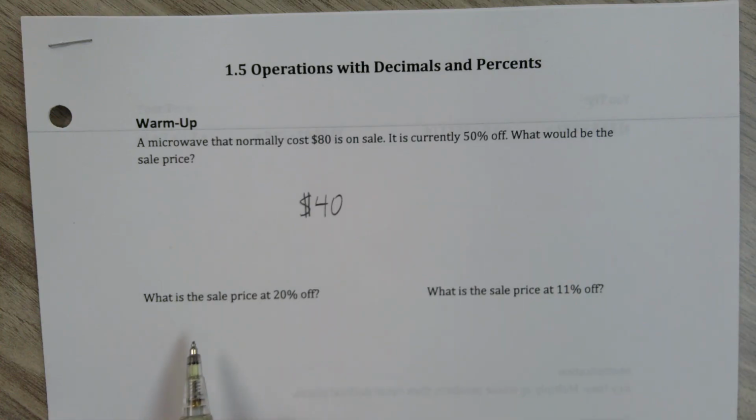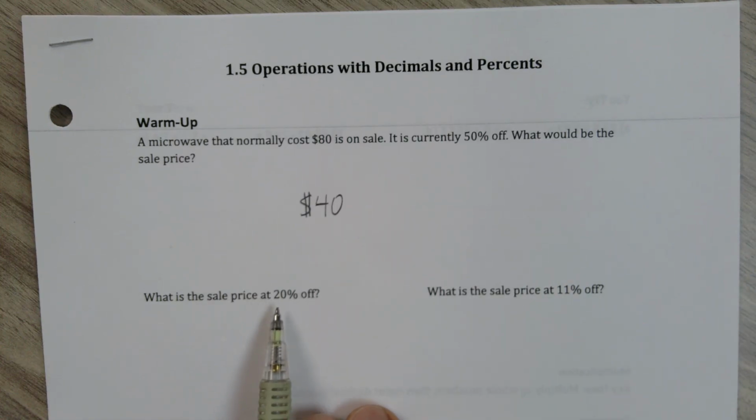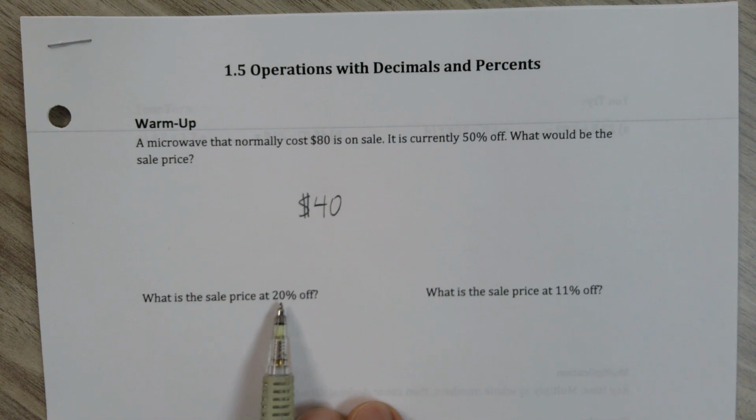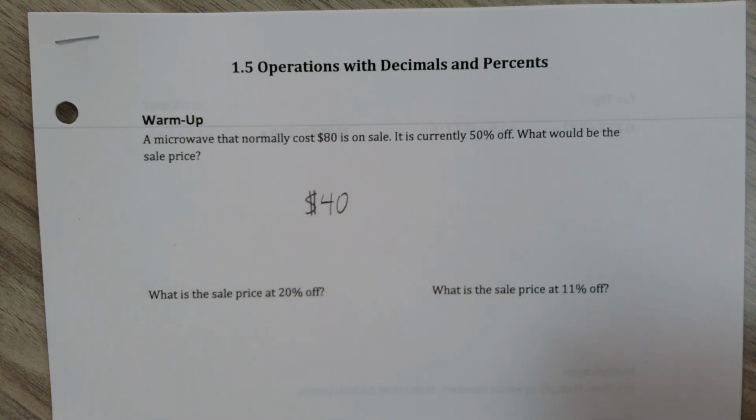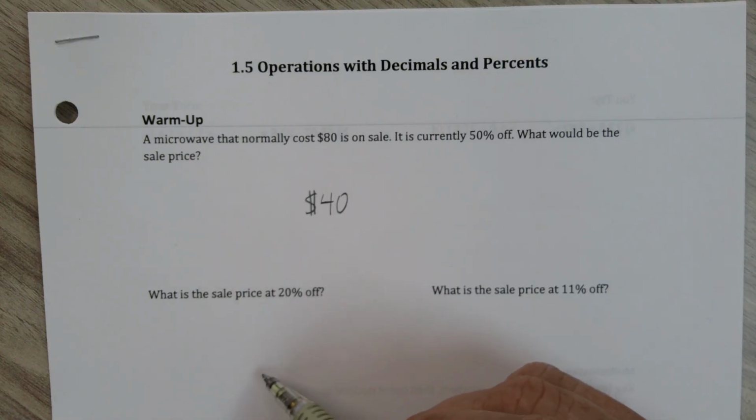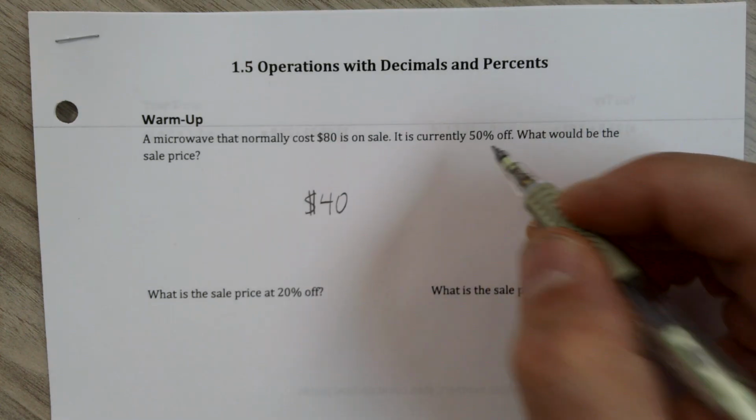Because when I look at the next one, the sale price is 20% off. So how much would we take off that $80 if it's 20% off? And so this problem becomes a little bit harder, because now we have to figure out, okay, what kind of math do we need to do here? So let's go back to this 50%.